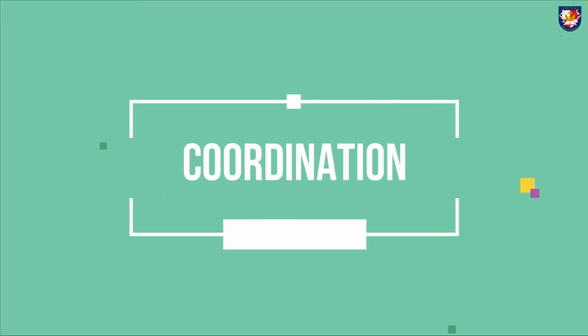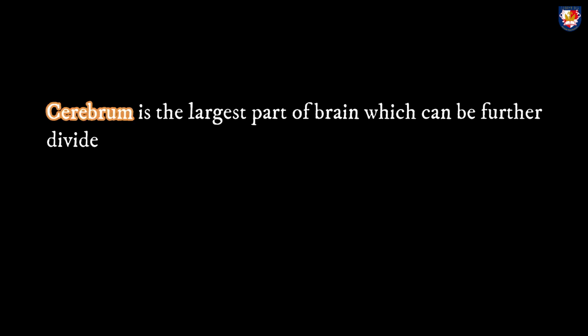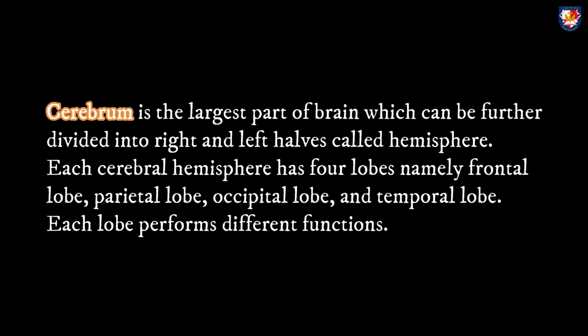Now, let's move on to the next unit, which is about coordination. Our brain can be divided into three main parts: the cerebrum, the cerebellum, and the brainstem. The cerebrum is the largest part of the brain, which can be further divided into the right and left halves called hemispheres. Each cerebral hemisphere has four lobes, namely the frontal lobe, parietal lobe, occipital lobe, and temporal lobe. Each lobe performs different functions.